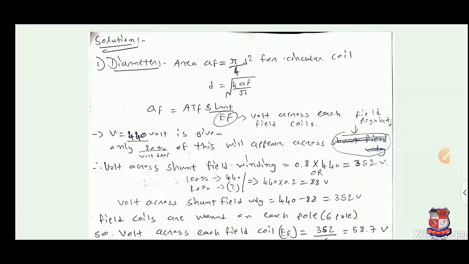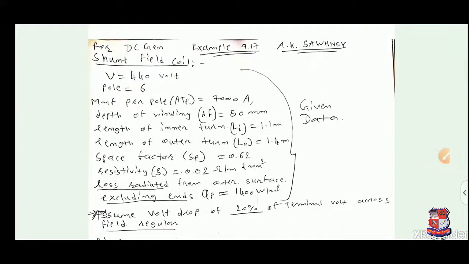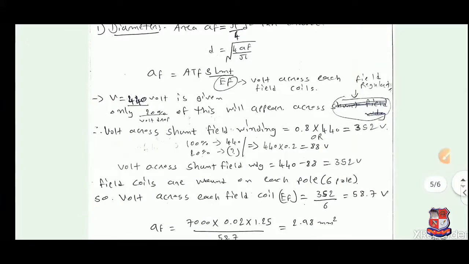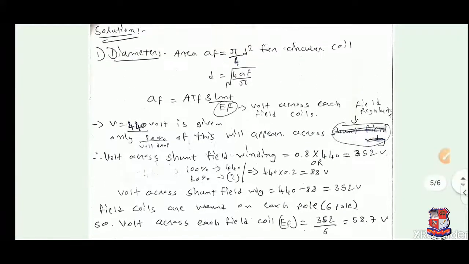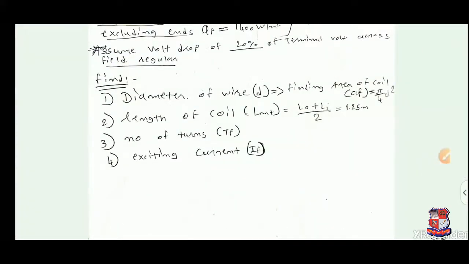For area the unknown quantity is EF. So how can we find EF? We have the total value given, 440 volt, and the assumption is given that 20% drop occurs across the field regulator. Field regulator is in series with the shunt field coil. So the remaining 80% of voltage will appear across the shunt field coil. So total 352 volt across the total shunt field coil, and for each shunt field coil it is divided by the number of poles, because shunt field winding is divided on the number of poles, so it will be divided by 6. In this way we know the area, and then after that the diameter we will easily get.